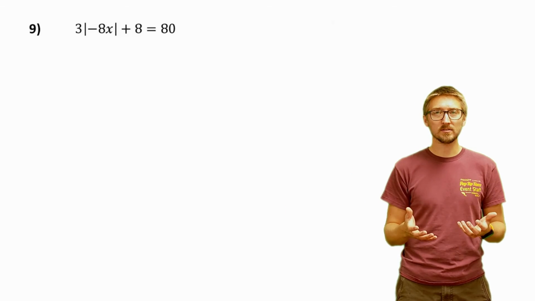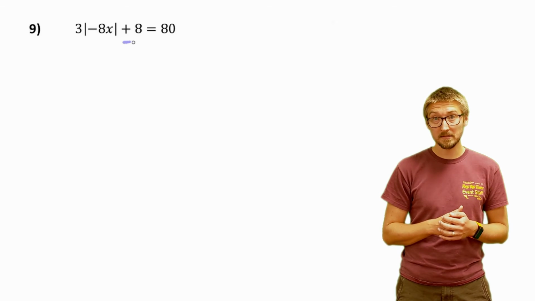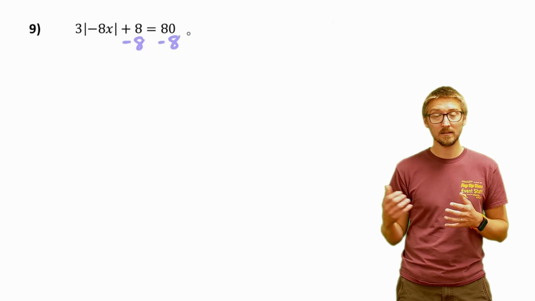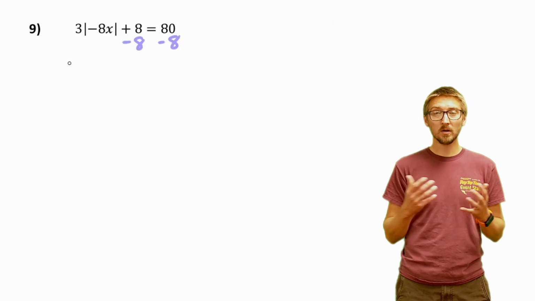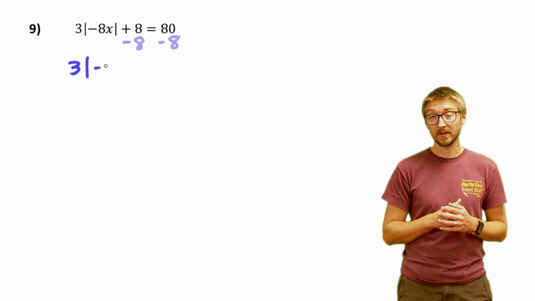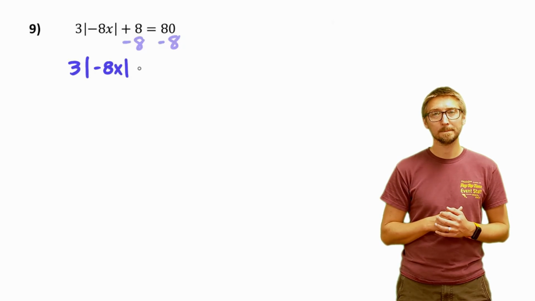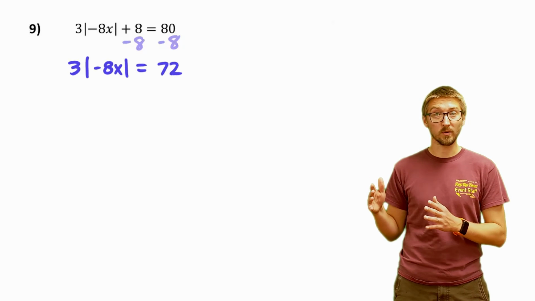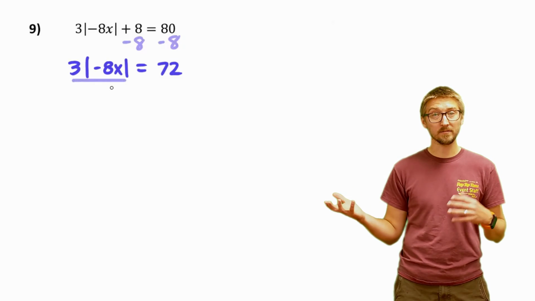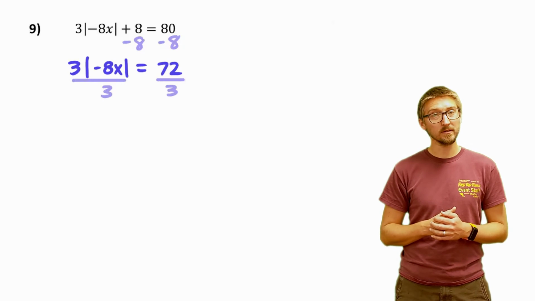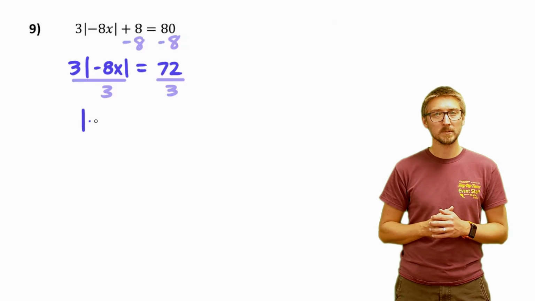So in order to start this, I need to get rid of the plus 8 that's at the end. So I'm going to take 80 and I'm going to subtract 8. Now I'm left with 3 times the absolute value of negative 8x equals 72. The 3 in front needs to be shushed out of the way, so I'll divide by 3 on the left and the right. 72 divided by 3 is 24. So here's where we're at.